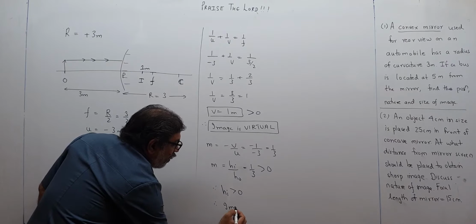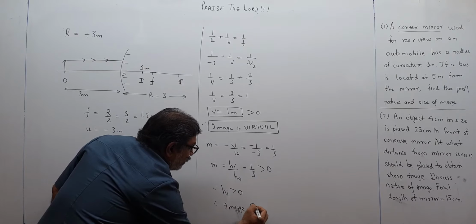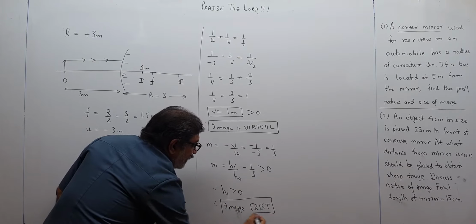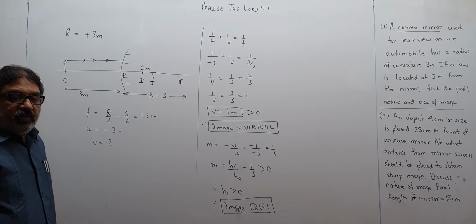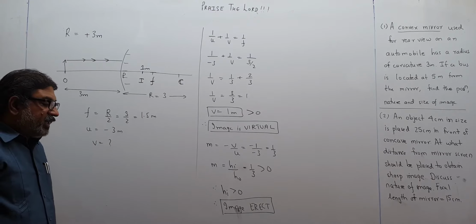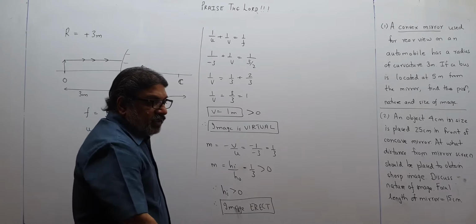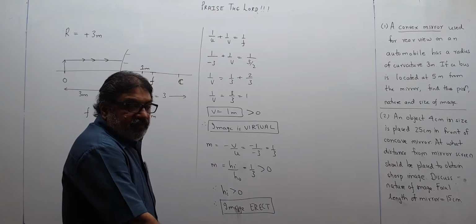Therefore image is erect. Please understand how to decide erect or inverted from the sign of HI. If HI is positive, the image is erect. If HI is negative, image is inverted. So virtual hai, erect hai. So this is not real, this is not inverted.